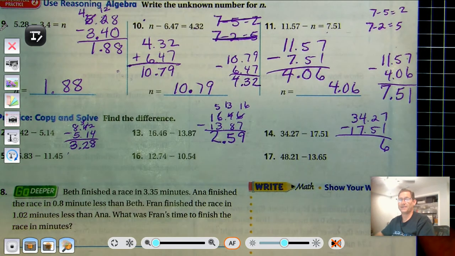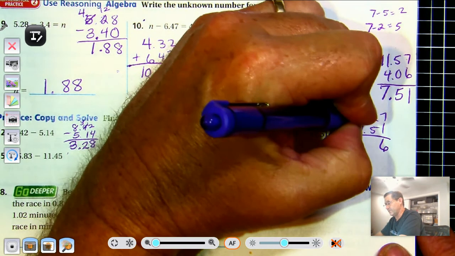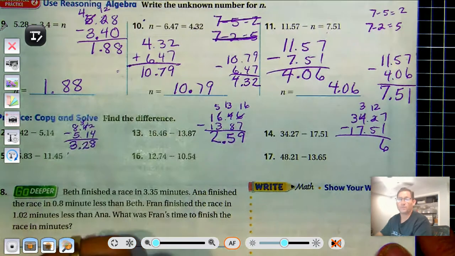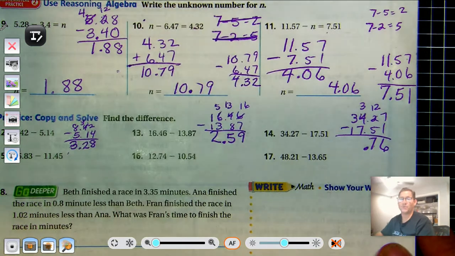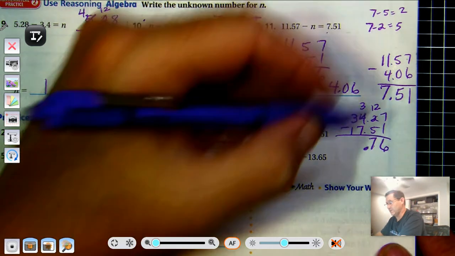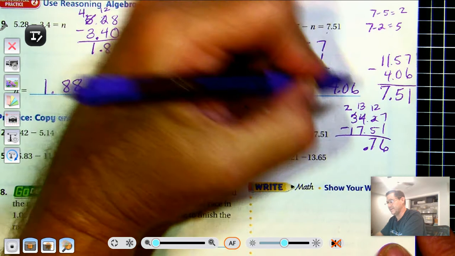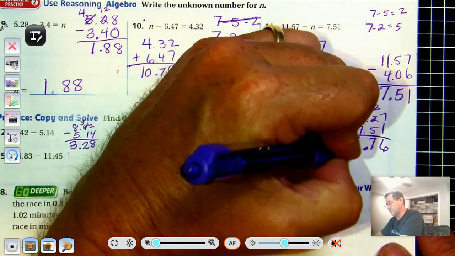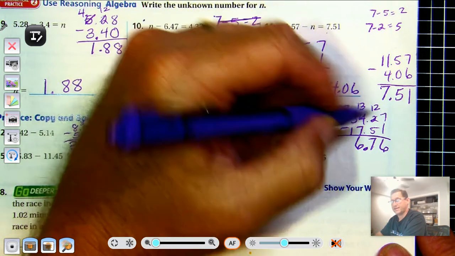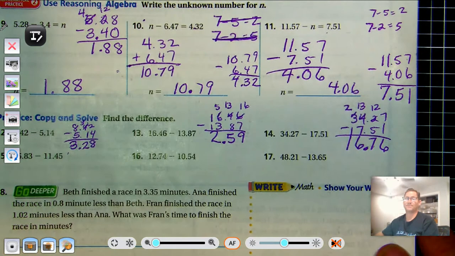I can't take 5 tenths from 2 tenths, so regroup from the ones. 12 take away 5 tenths is 7 tenths. Bring the decimal point down. You can't take 7 ones from 3 ones, so regroup from the tens. 13 take away 7 ones is 6 ones. And 2 tens take away 1 ten is 1.